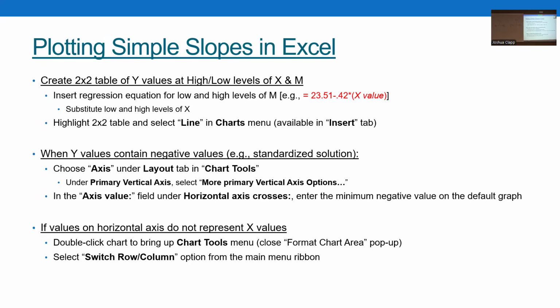What I would do here is create your 2x2 table of your outcome variables at high and low levels of your conditional variable and M, okay? And then just use the calculation thing to type in your values, and then substitute your high and low levels of X, okay? Going through and getting this, if you got negative values, use the standardized solution. Here's a way to go through and adjust it.